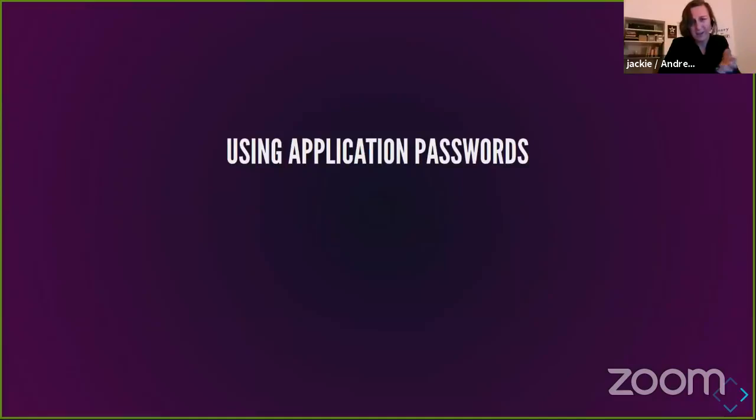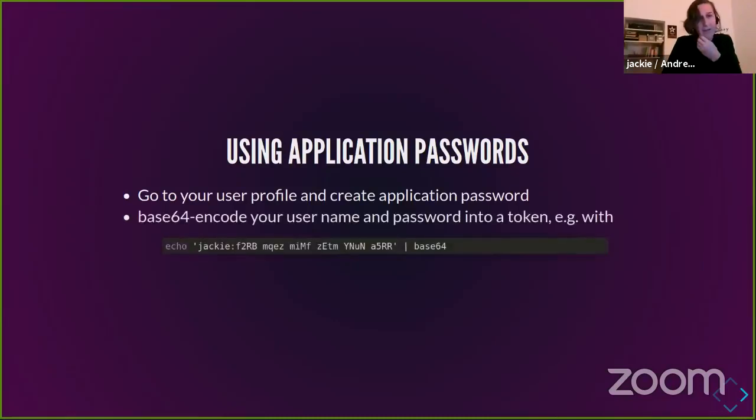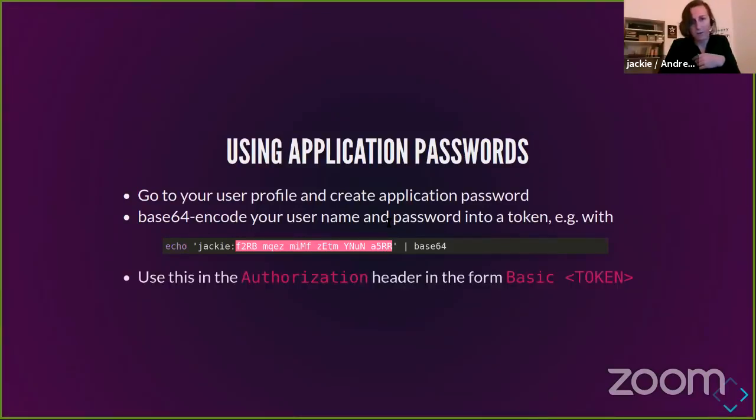So how can you actually use it? You have to go to your user profile and create an application password. And I'll show you in a minute in the live example. And the password then is, you have to encode it together with a username in the form username, colon, and then the password. And you have to base64 encode it. And that will be the token that you can use in the authorization header.